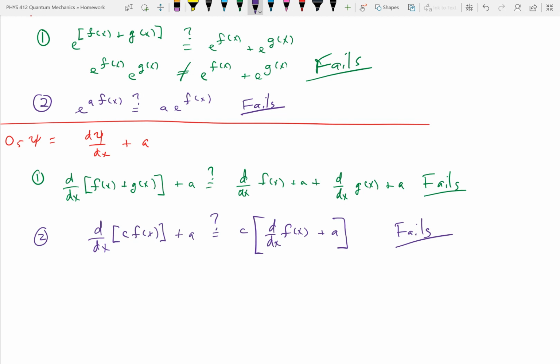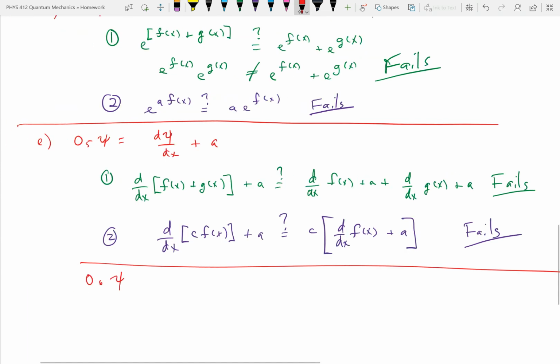You're correct. They fail because on the left side, the A is by itself, and on the right side, the A is multiplied by C. I confused myself and I wrote C twice, so then I had to go back. And the last one. Last one.